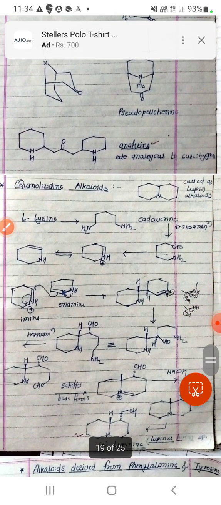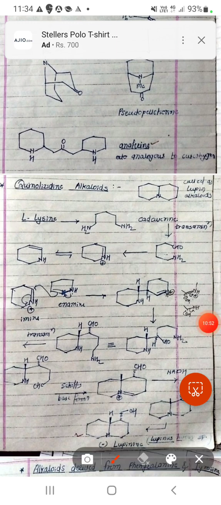So quinolizidine alkaloid, also called a lupine alkaloid. So this is the basic structure. The precursor for this is L-lysine.